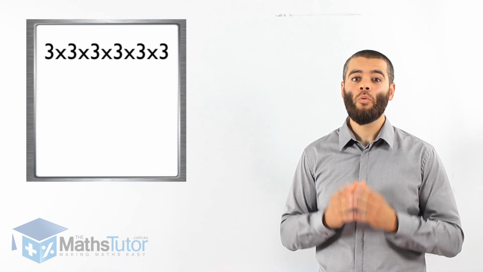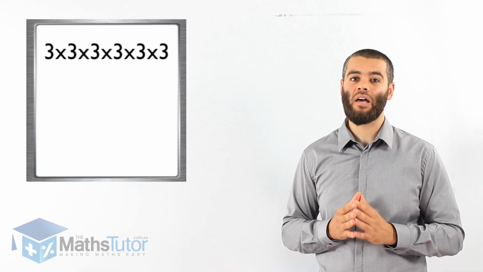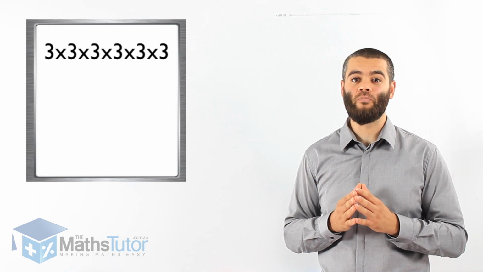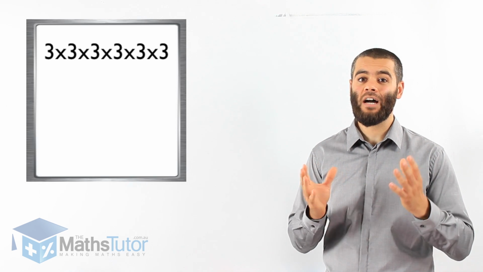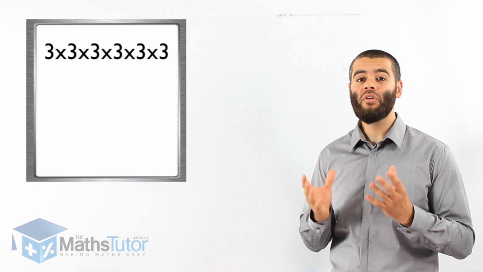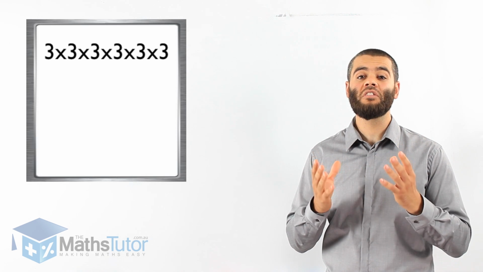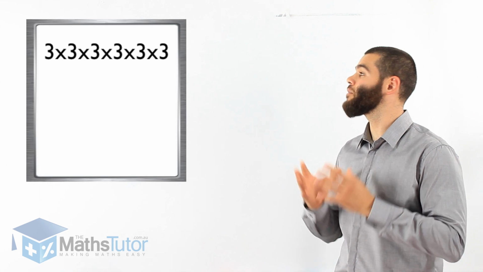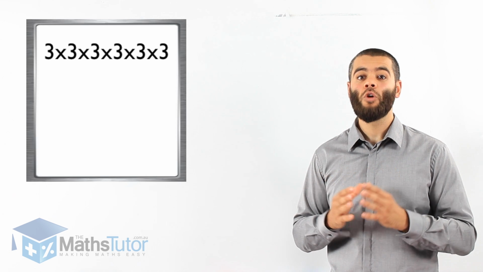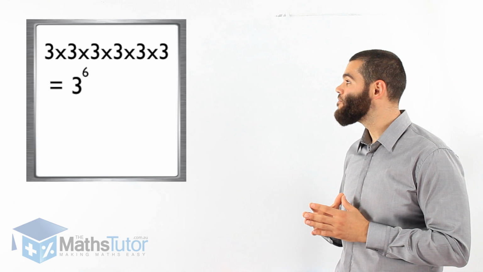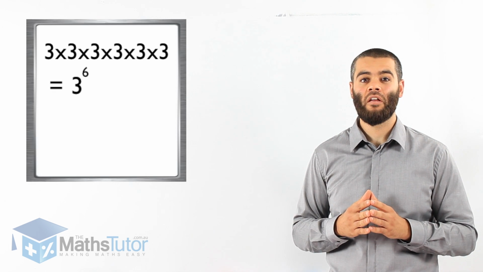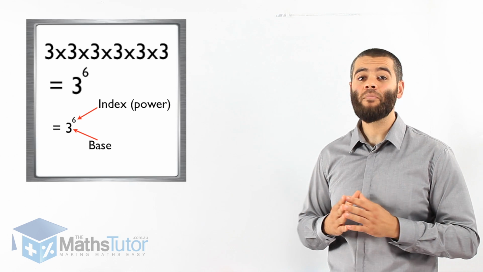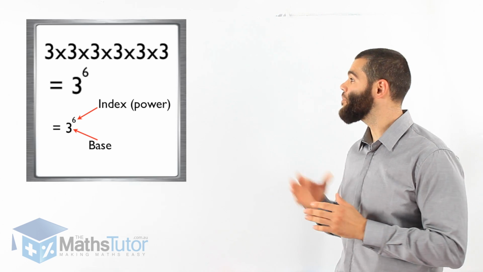So in indices, we want to make things smaller and simpler. We want to simplify it. How do we write it? We write it in index form, or to the power. How? Very simple. Because 3 is times itself 6 times, 3 times 3 times 3 times 3 times 3 times 3, we write it down as 3 to the power of 6. 3 to the power of 6, where 3 is the base number and 6 is the power.